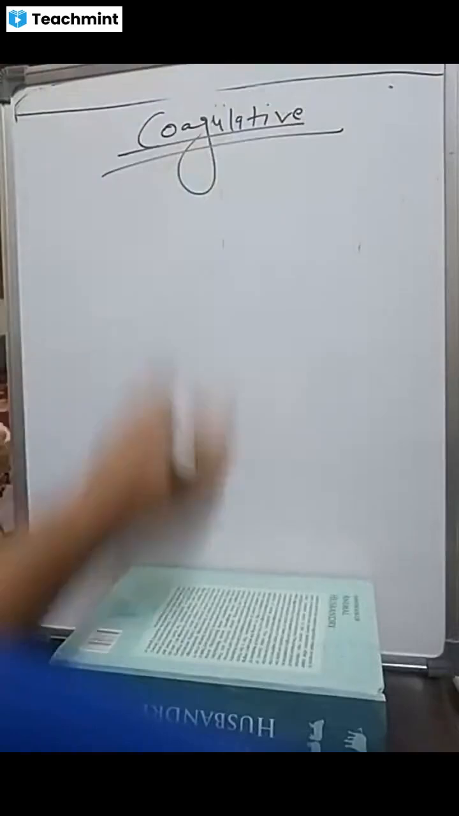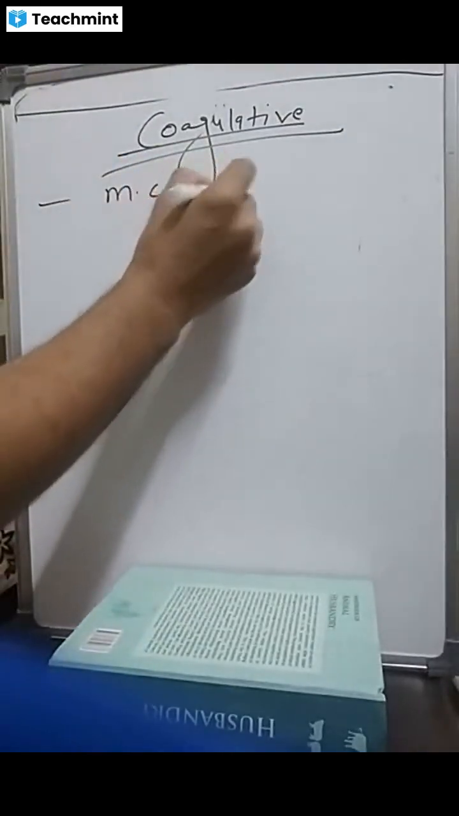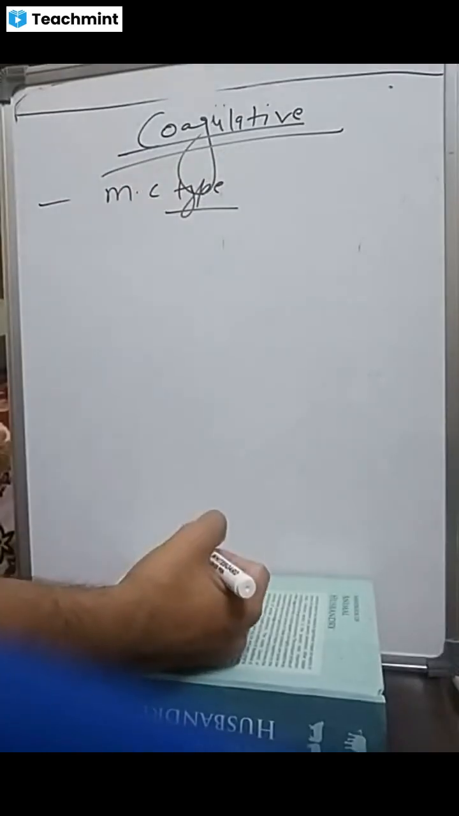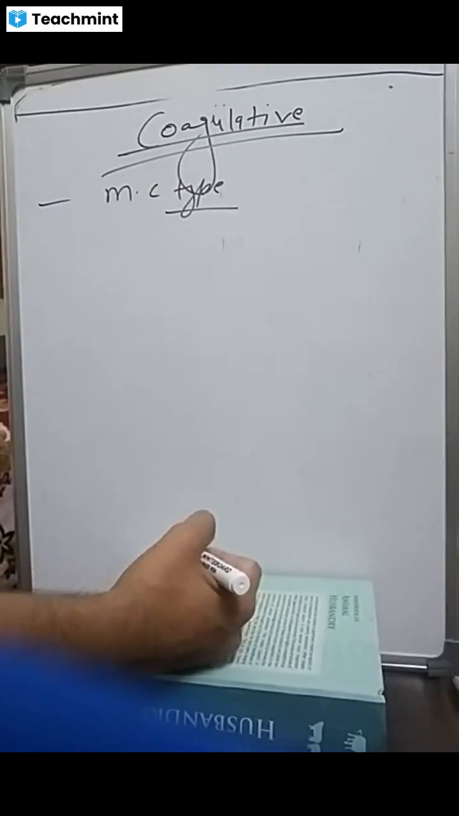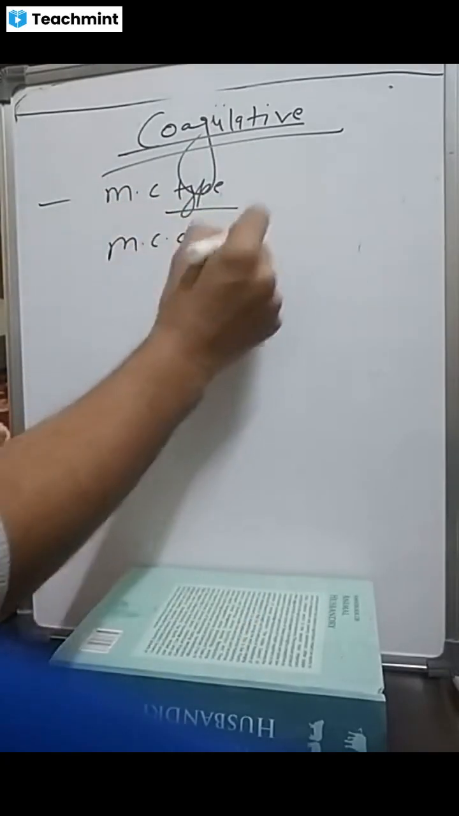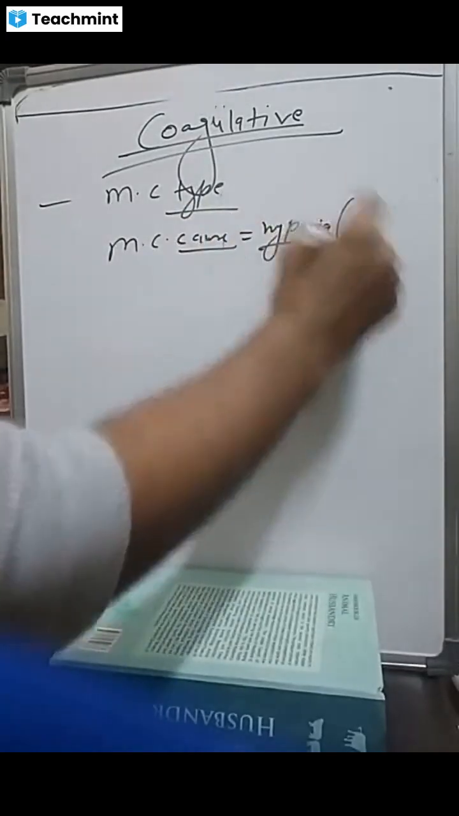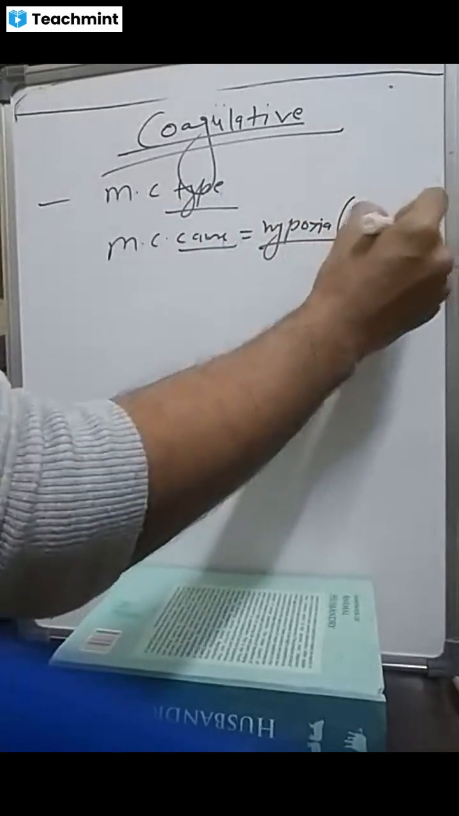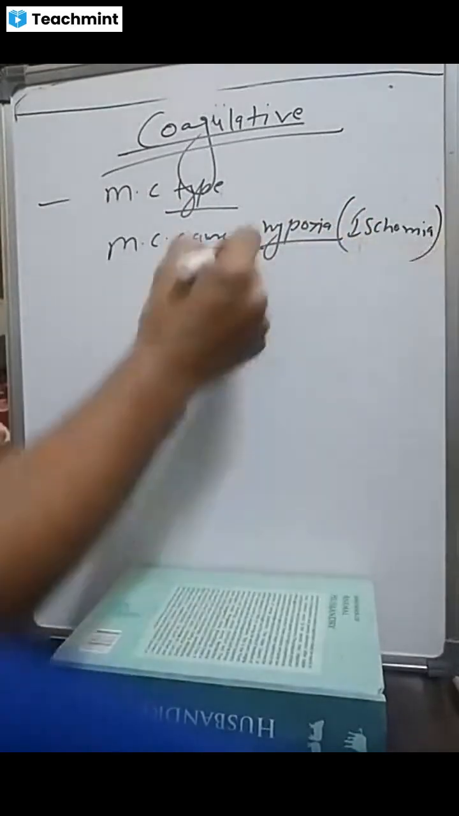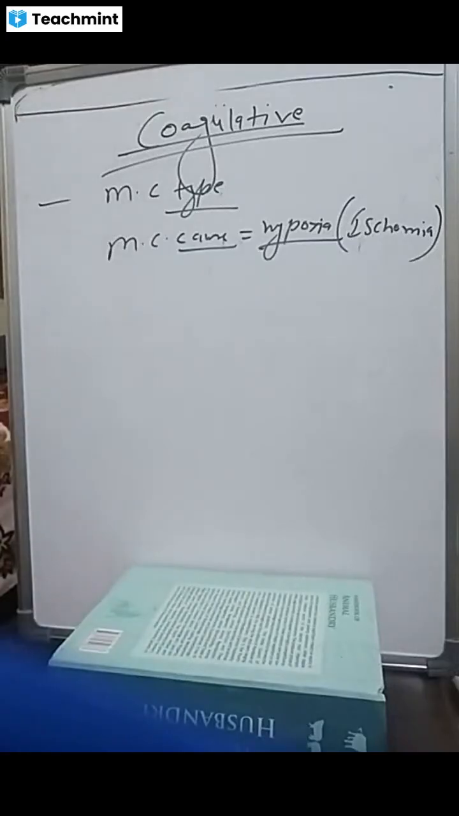Coagulative necrosis is the most common type of necrosis. What is the most common cause? That is hypoxia, and hypoxia is because of ischemia. So the most common cause is hypoxia or ischemia.